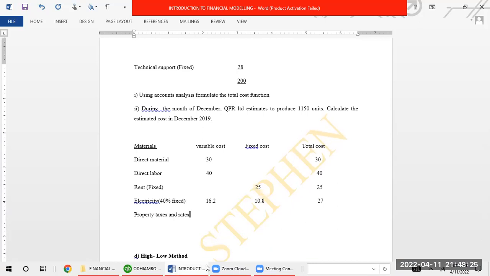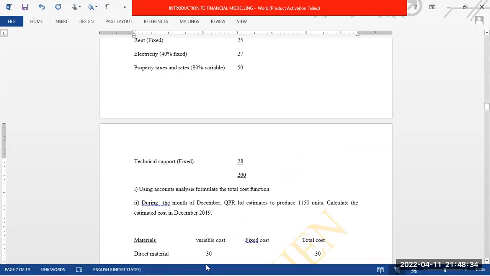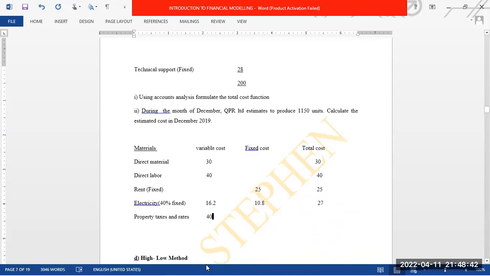So here we just give it a sum of 40. Then you take 50 minus 40, because the total sum here is 40, meaning if 80% is variable cost, 20% is fixed cost, and that 20% will give us a total cost of 10,000. So what is the total? The total should be 50.